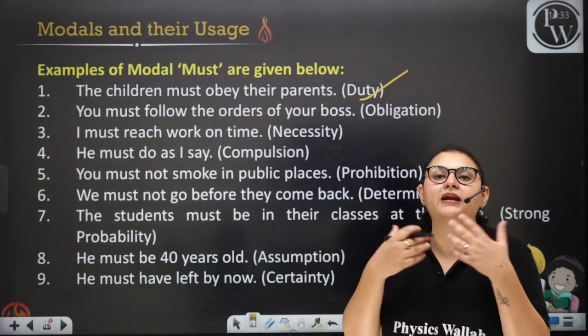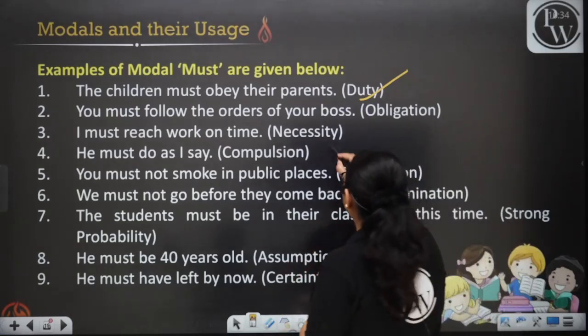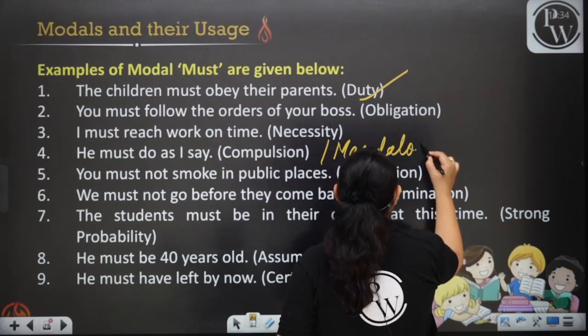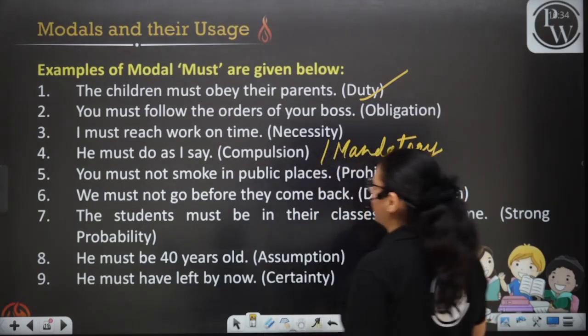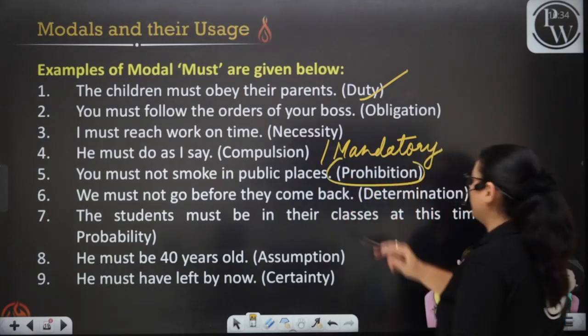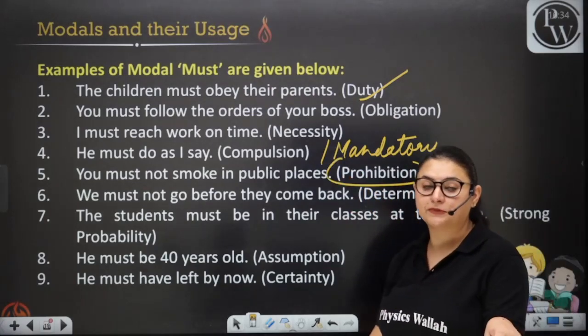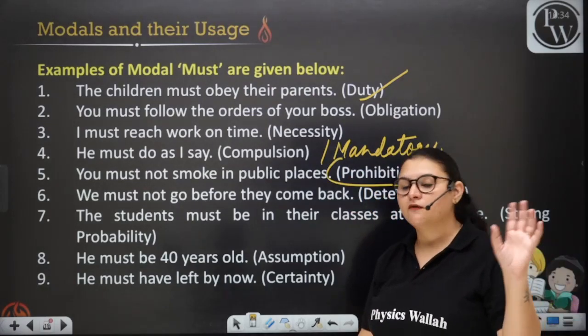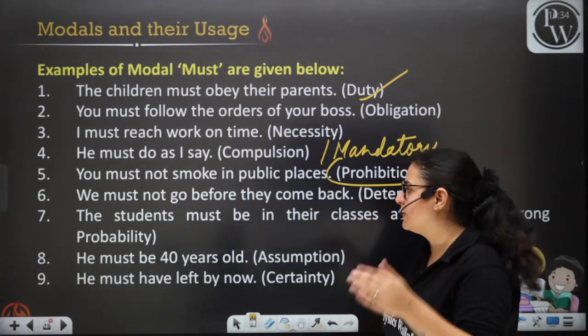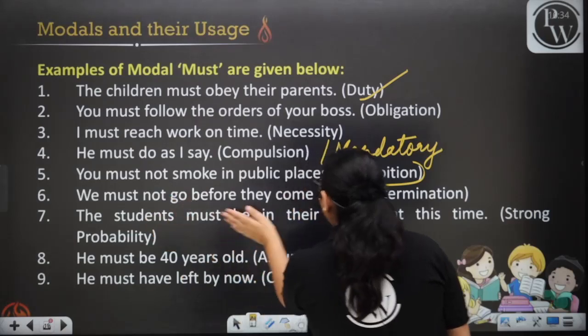It was mandatory for you to do that. Compulsion, mandation, when it is mandatory for you to do something. You must not smoke in public places. Now this is prohibition. When you're prohibited to do something, especially as I told you, whenever the word smoking comes, you must use must with it. You must not go before they come back.